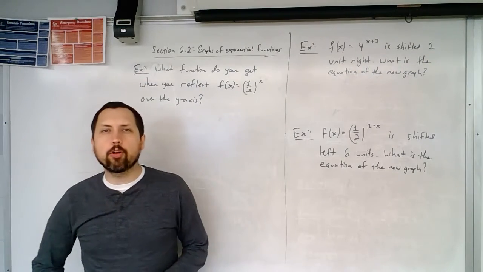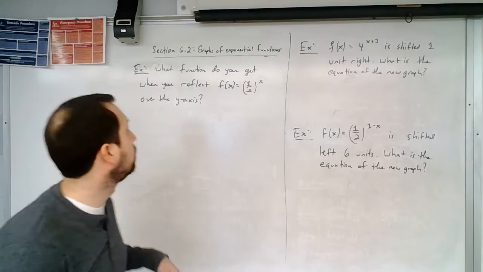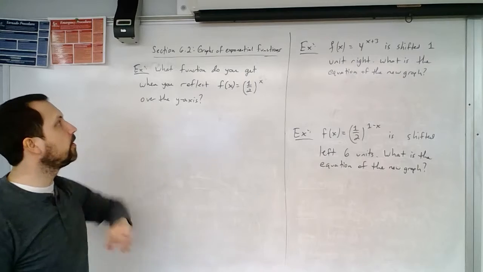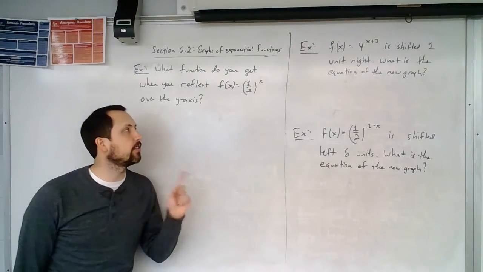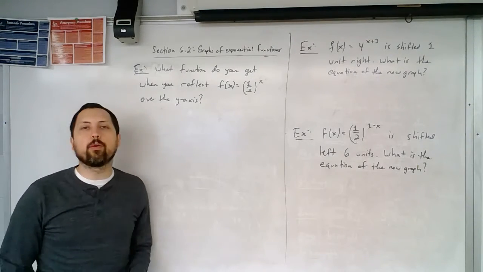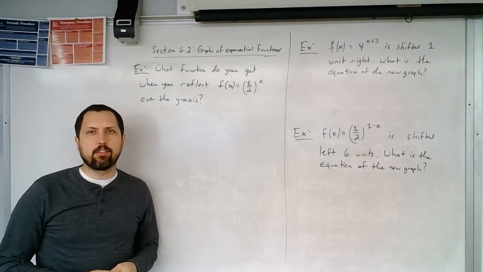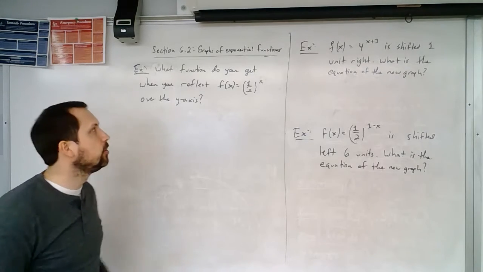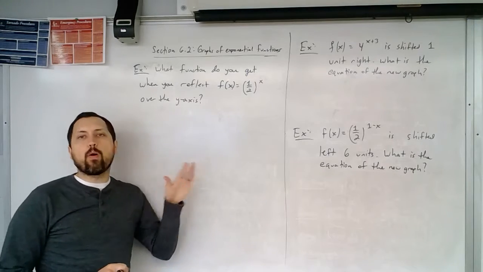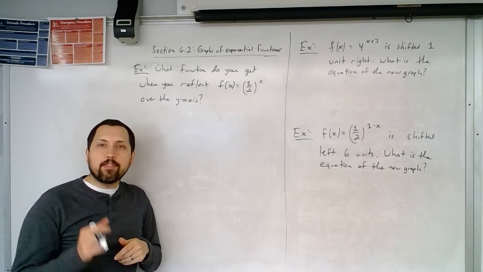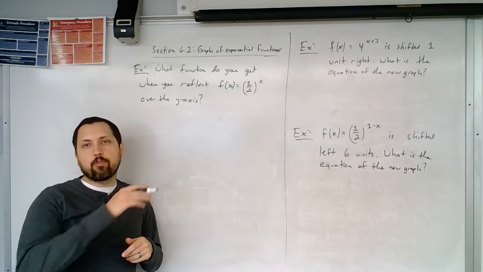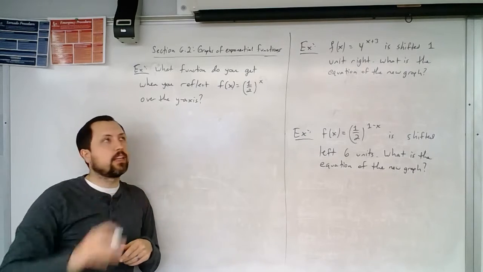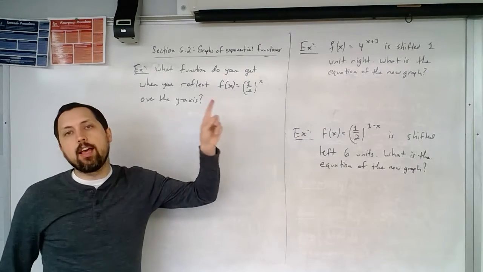Let's take a look at a few more graph transformation examples. So this first one: what function do you get when you reflect f of x equals 1/2 to the x over the y-axis? Okay, so how do we do this algebraically first? So we think about reflection over the y-axis. We should have a negative appear. So reflection over the x-axis, we have a negative appear, but the negative appeared out front.